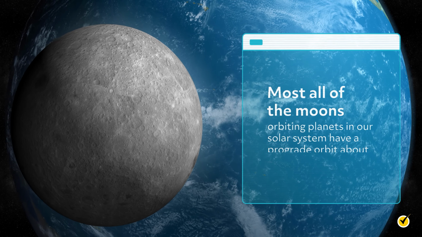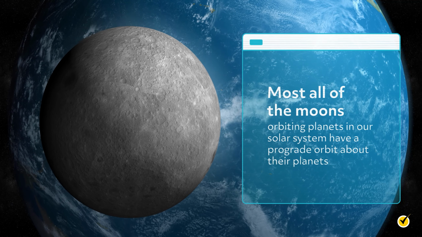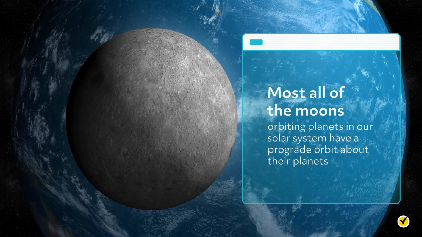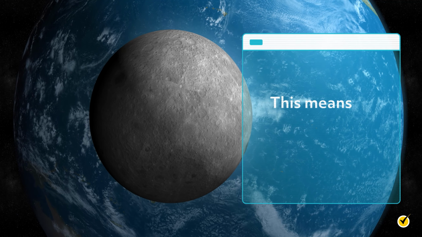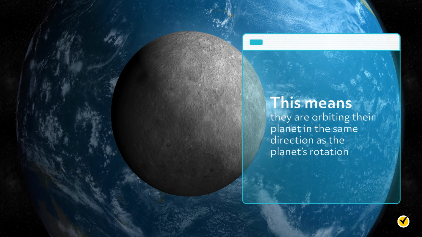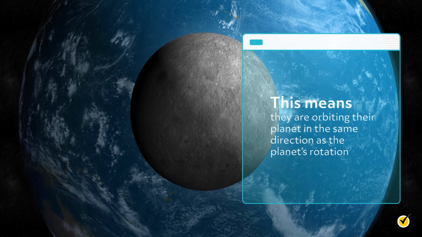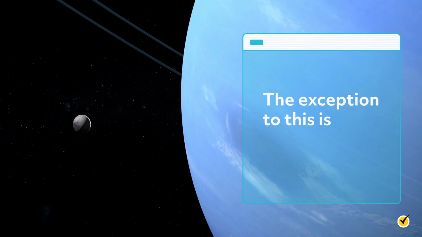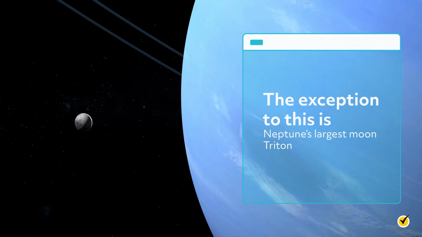Almost all of the moons orbiting planets in our solar system have a prograde orbit about their planets. This means that they are orbiting their planet in the same direction as the planet's rotation. The exception to this is Neptune's largest moon, Triton.